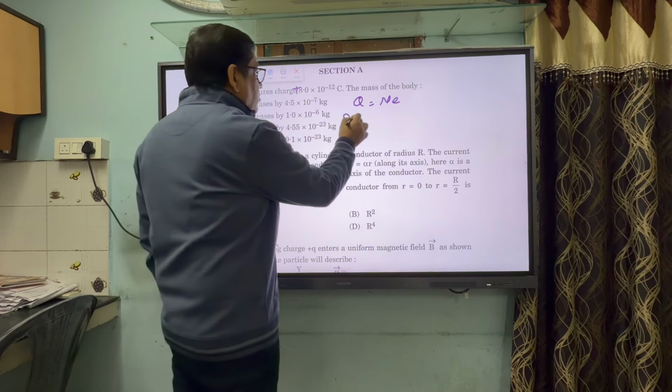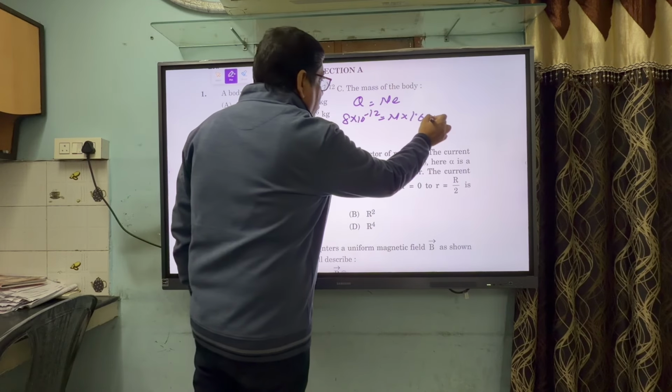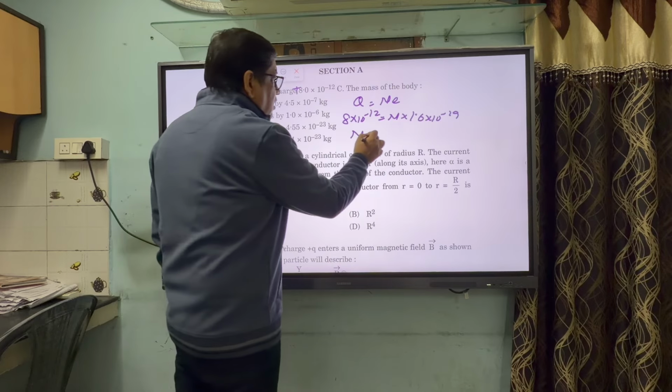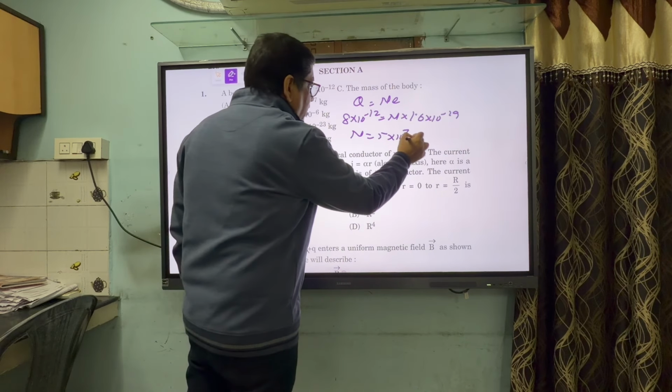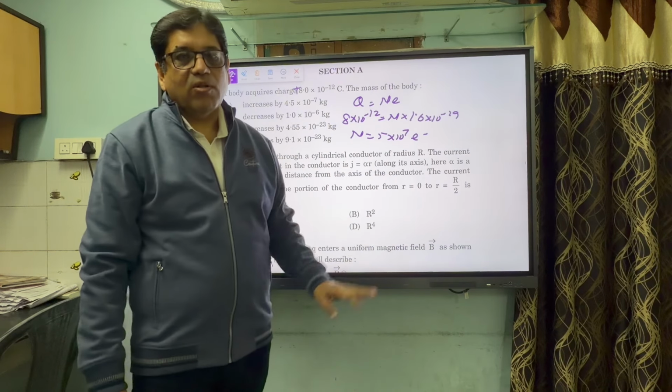Charge is 18 into 10 to the minus 12. Electronic charge is 1.6 into 10 to the minus 19. So this will be divided here. It will be 5 into 10 to the 7 electrons. So it is 5 into 10 to the 7 electrons body has lost.